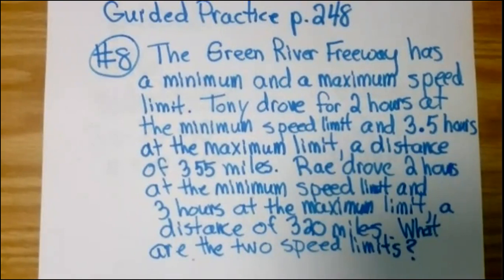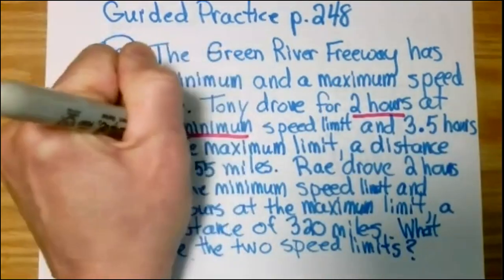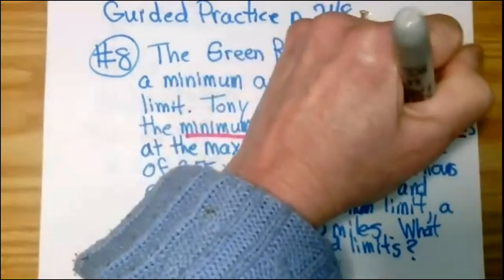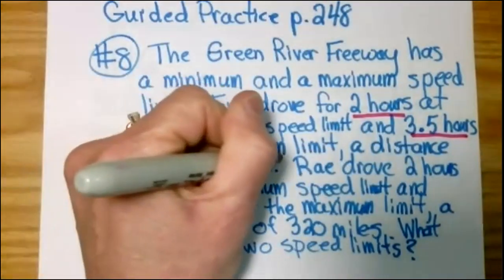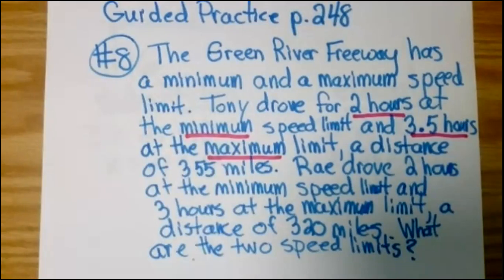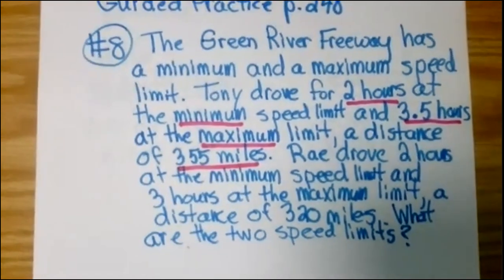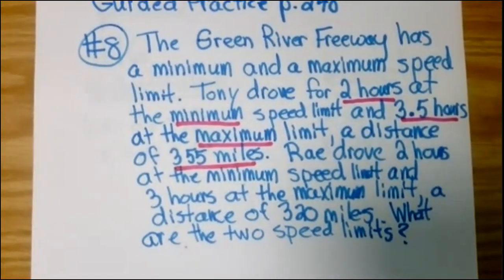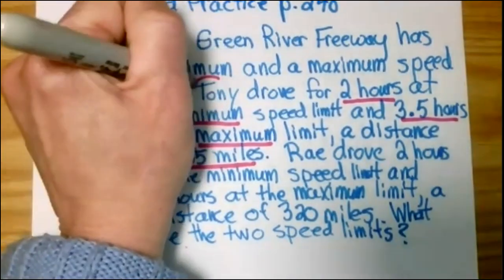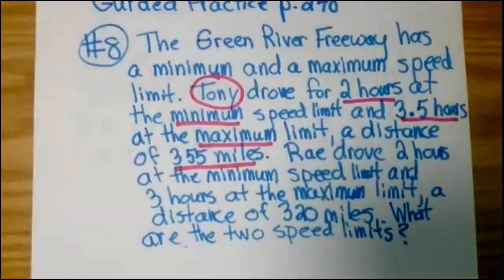The Green River Freeway has a minimum and a maximum speed limit. Tony drove for 2 hours at the minimum speed limit and 3.5 hours at the maximum limit, a distance of 355 miles. That sounds like an equation waiting to happen, right? Okay. The second equation, I'm also going to underline or circle Tony here because that's the first guy. The second equation is going to be Ray.